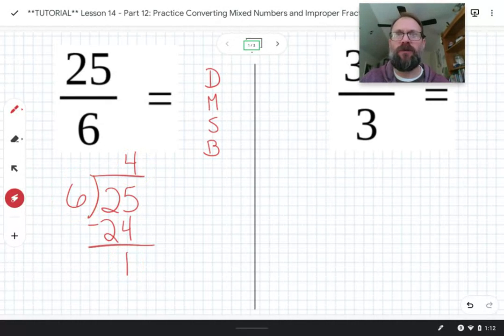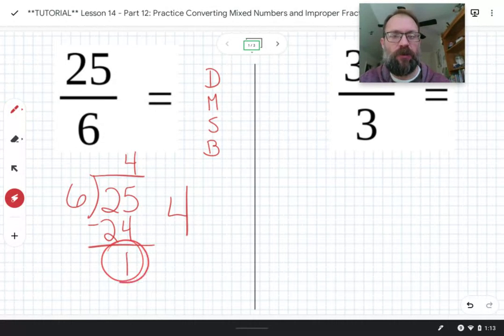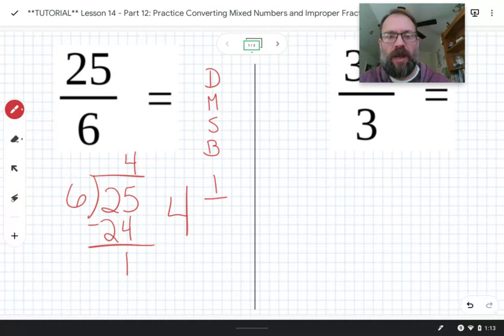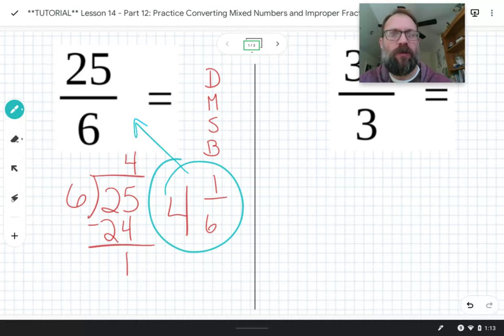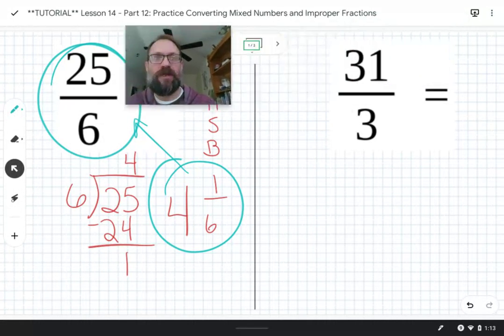And how do we organize those to get a final correct answer? Well, the 4 is the whole number part of our answer. 4 represents the 4 groups of 6, the 4 whole fractions that are hidden in 25. So 4 becomes our final whole number part of the answer. And then 1 is how many 6 are left over. So the answer is 4 1/6. 4 1/6 is the same number as 25/6. They are equal.